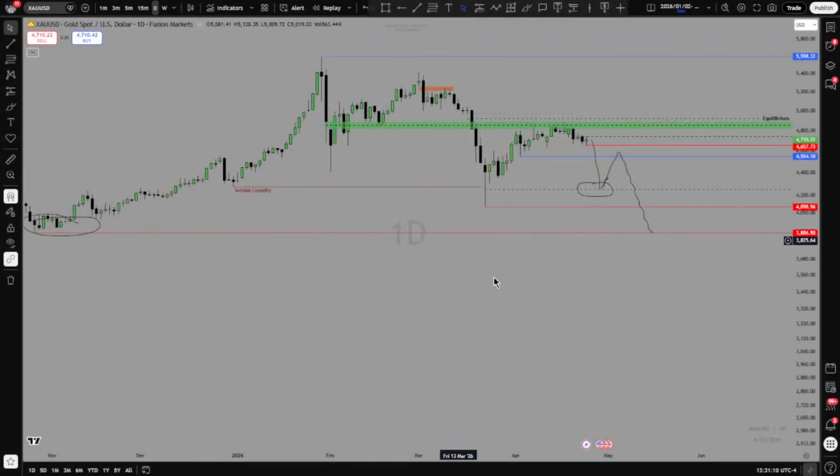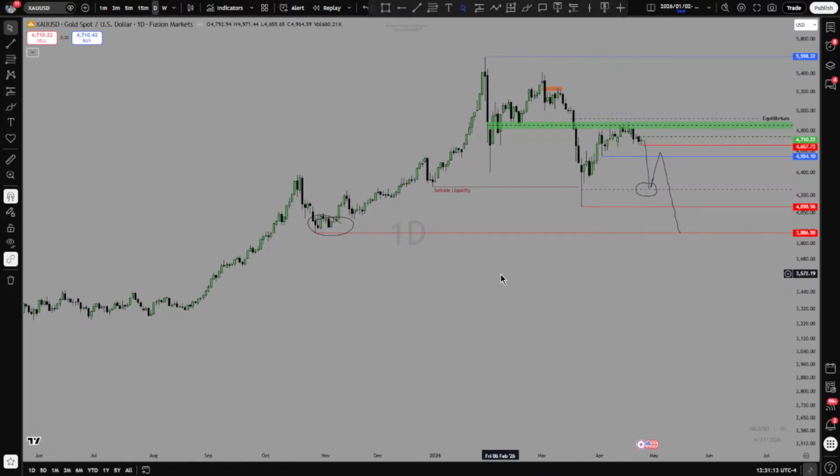So what we have today is gold. As I just annotated the charts here, I'm going to be as short as possible because I don't want to waste much time here on the live stream. So what are we going to be looking at today? First off, we're going to be looking at gold.